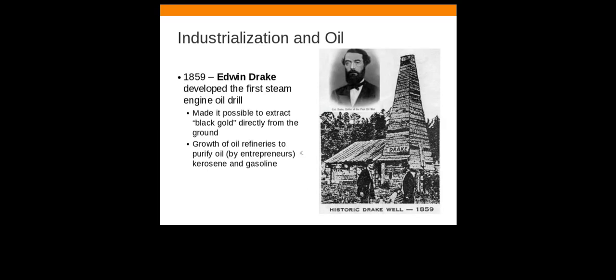So let's look at industrialization and oil. So in 1859, we had a guy named Edwin Drake, and he is going to develop the first steam engine oil drill. So a steam engine itself is a pretty crazy invention. You know, we have steamboats that are able to take boats upstream, up the Mississippi. But the steam engine oil drill is going to make it possible to extract oil, or as they called it, black gold, directly from the ground.